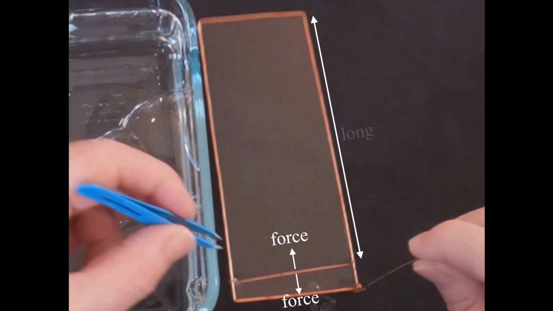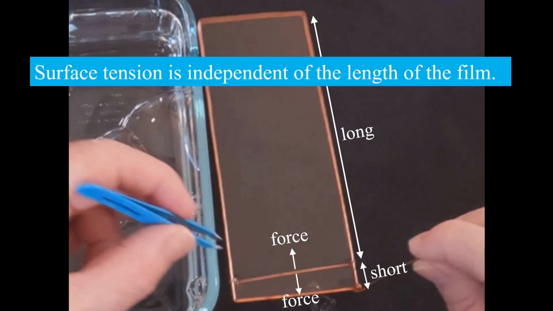The long film and the short film both exert the same force on the wire, leading to the conclusion that surface tension is independent of the length of the film. When a spring is stretched, the more it's stretched, the stronger it pulls back. Surface tension isn't like that. No matter how long the film is, the pull is always the same.